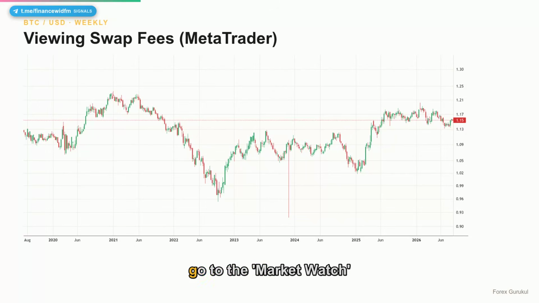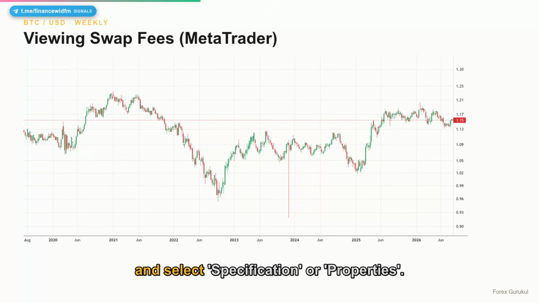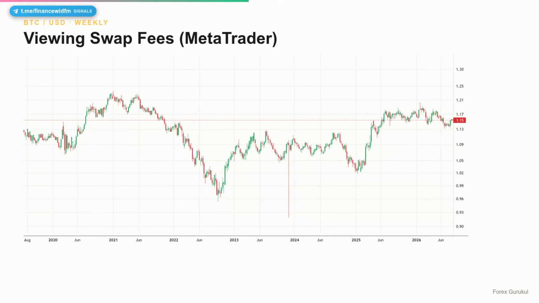Before you open a trade, go to the Market Watch window. Right-click on the currency pair you're interested in, say euro/dollar, and select Specification or Properties. A window will pop up showing you various details, including swap long and swap short. These values indicate the fees for holding a buy or a sell position overnight. These numbers are usually expressed in points or in the base currency of your account.